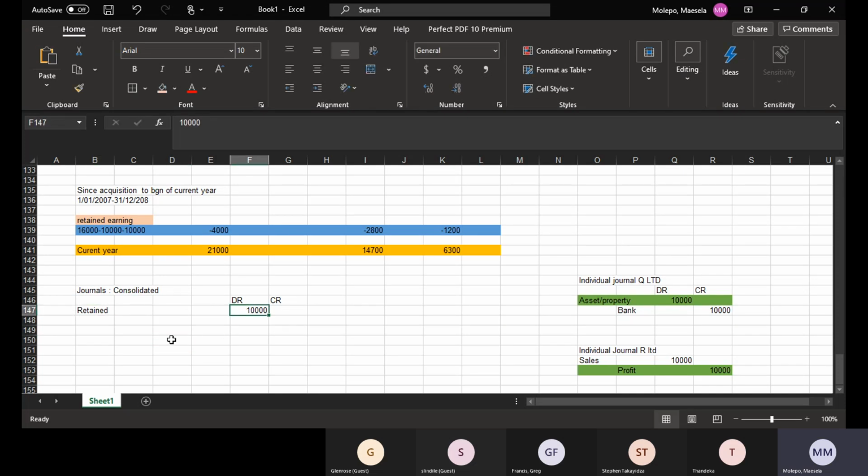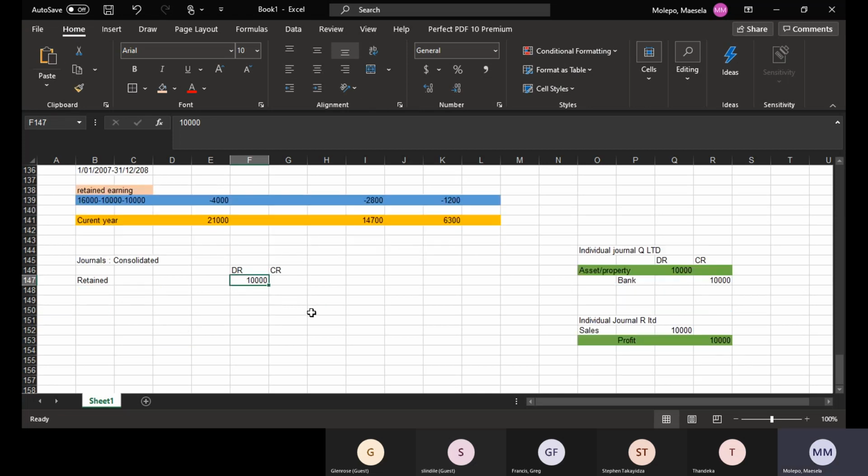So the retained earnings, 10,000, and then the property, which was on the debit, must now come to the credit because it's the reversal. So on the credit, it will be the property, 10,000. So that is the reversal of the whole thing that happened on the individual journals.